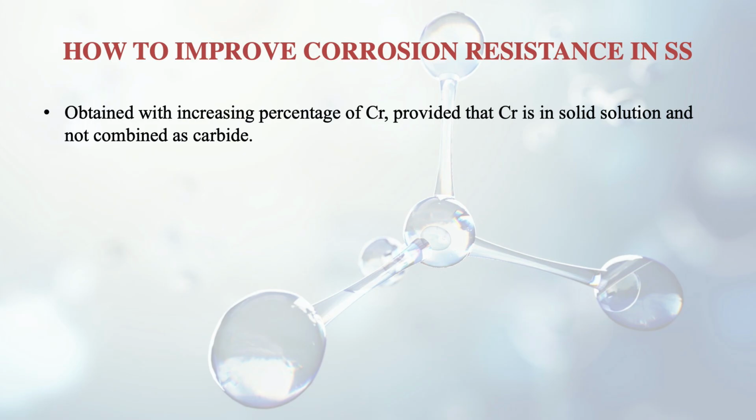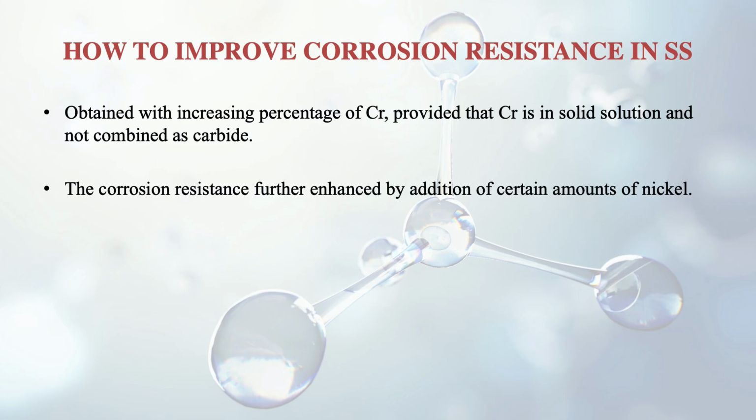Further, how can we improve this corrosion resistance in SS, that is stainless steel? Same thing: we have to have a greater percentage of chromium. But there is a condition that chromium should be in solid solution and not combined as carbide, because carbide will lead to hardness and will not lead to corrosion prevention. So that is the requirement, that chromium should be in solid solution.